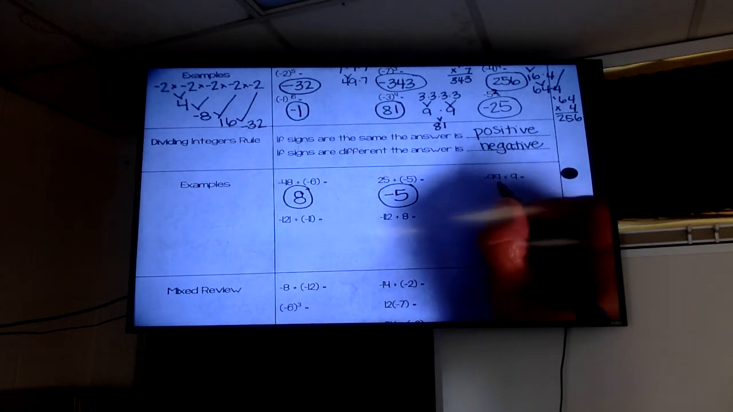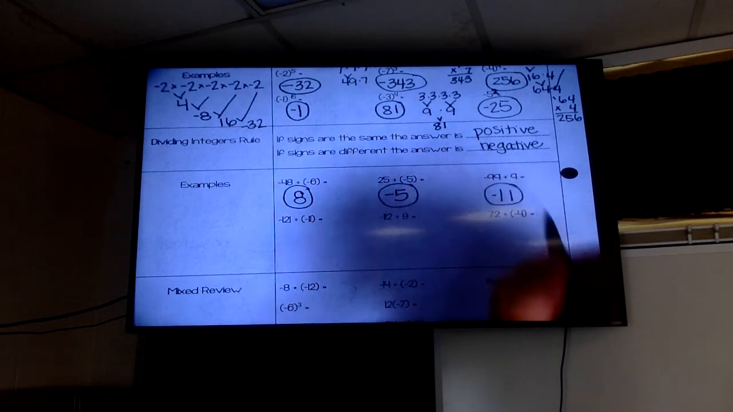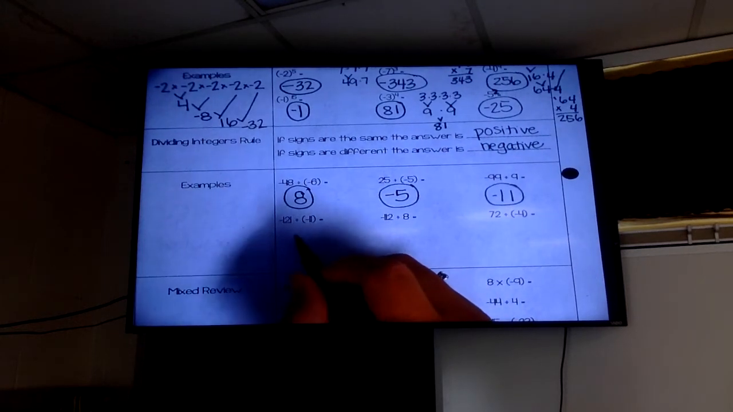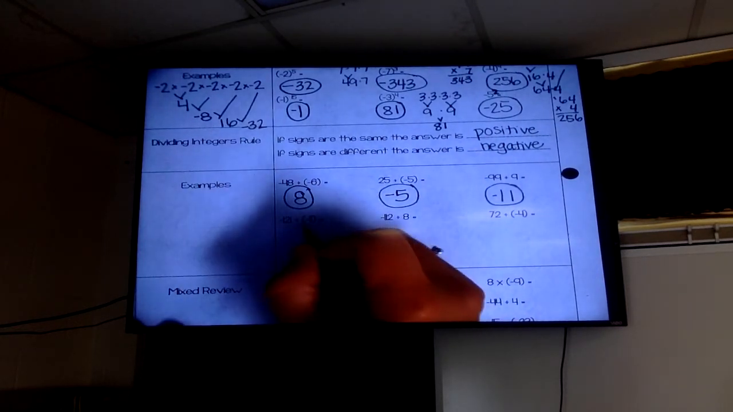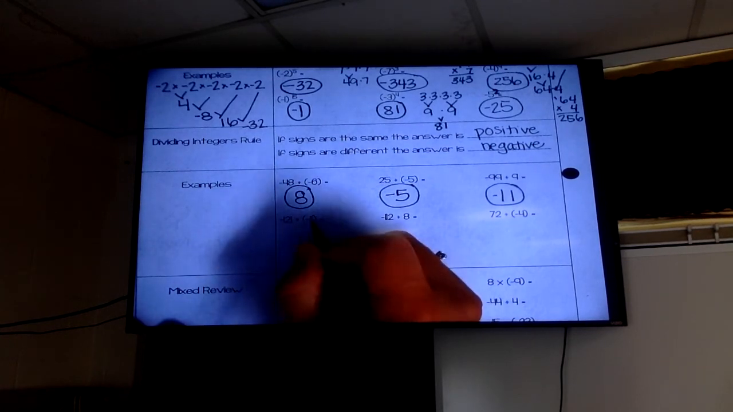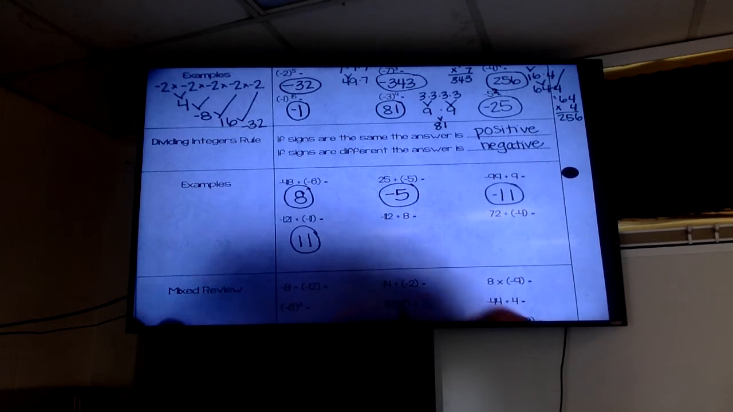Negative 99 divided by 9. Okay, 99 divided by 9 is 11. My signs are different. Different means negative. You could even say different means difference, and difference has a subtraction sign, so you could think of that as a negative too. Okay, negative 121 divided by negative 11. 121 divided by 11 is 11. A negative divided by a negative. Those are same signs, which means my answer is positive.